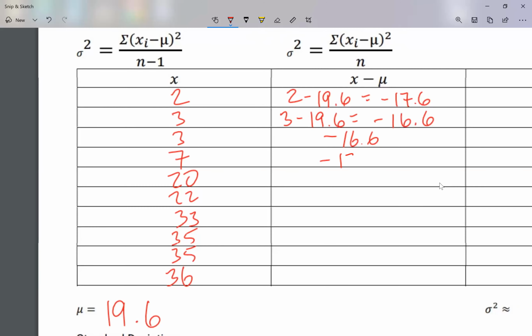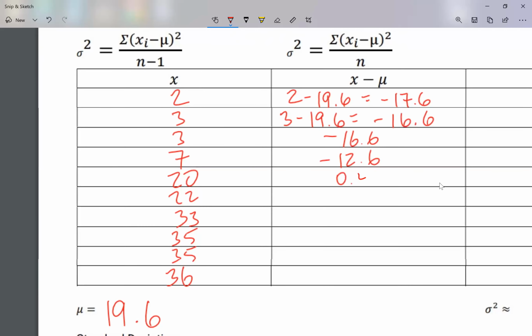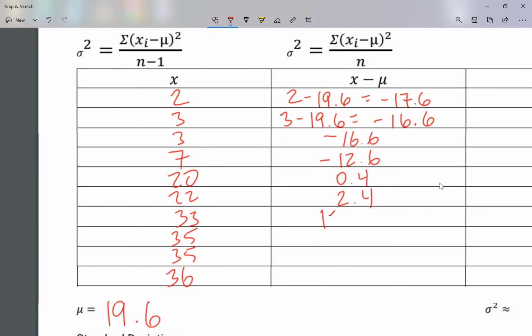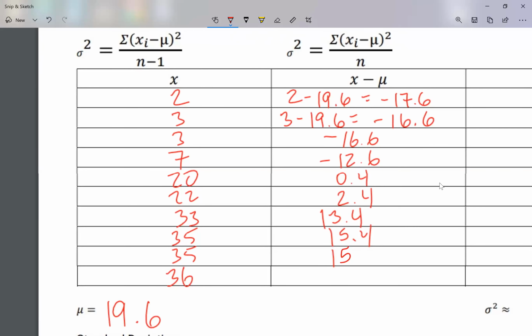negative 12.6, positive 0.4, positive 2.4, positive 13.4, positive 15.4, again, positive 15.4, and then lastly, positive 16.4. So remember, all I did was I subtracted each number minus the average.